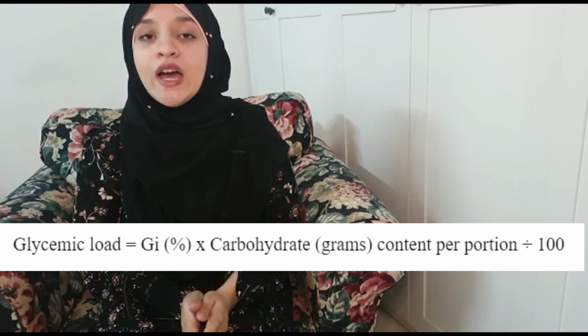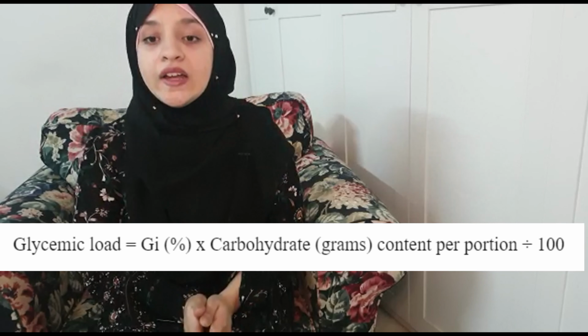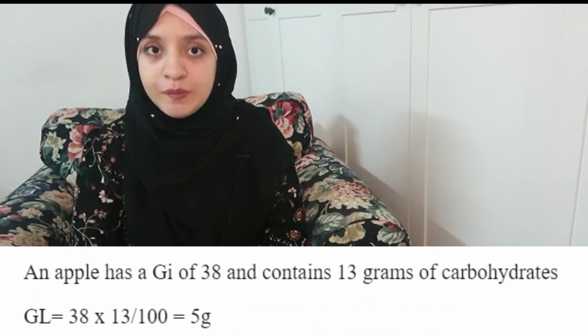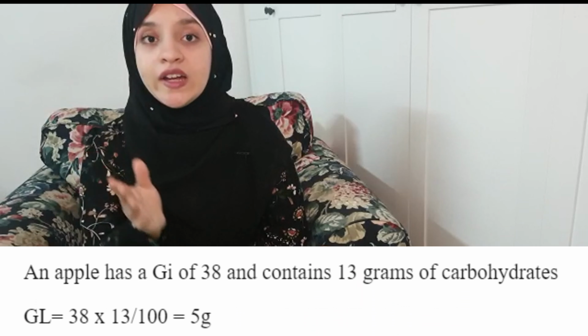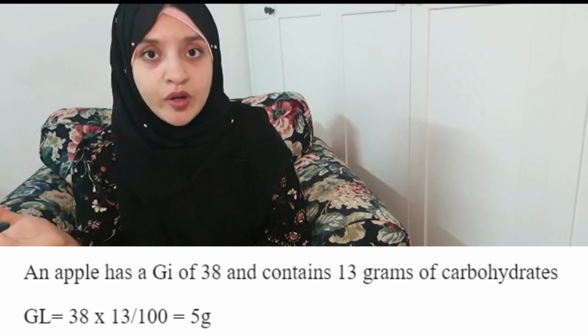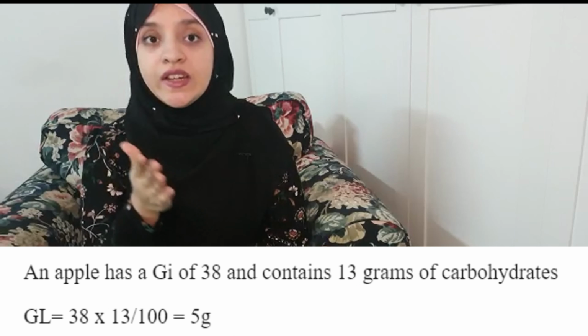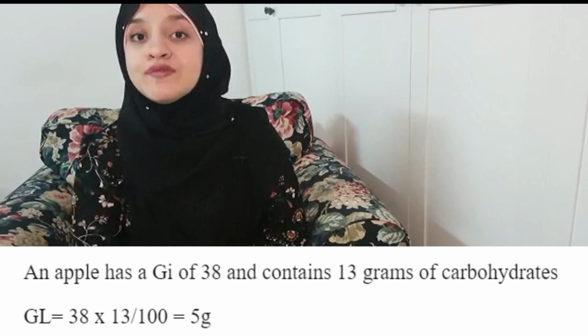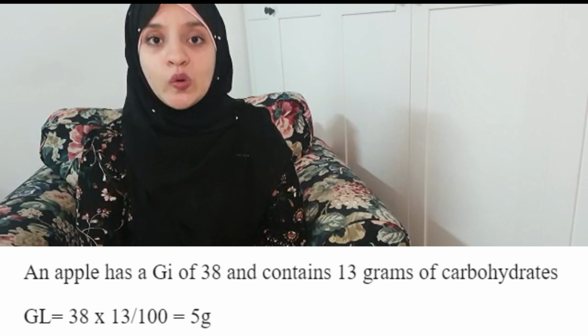So for example, we are having one small apple and the glycemic index of an apple is 38%. That apple will have 13 grams of carbohydrates approximately. So 38 into 13 divided by 100 will give us 5. That is the glycemic load of an apple. That means 5 grams of glucose in one apple.